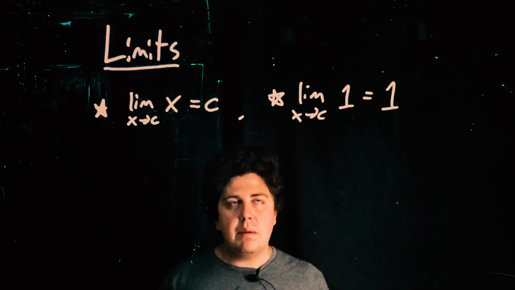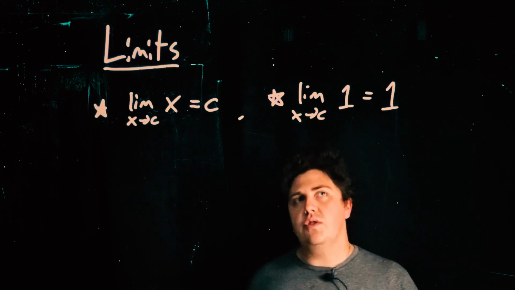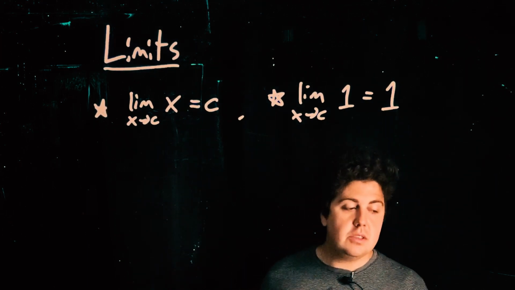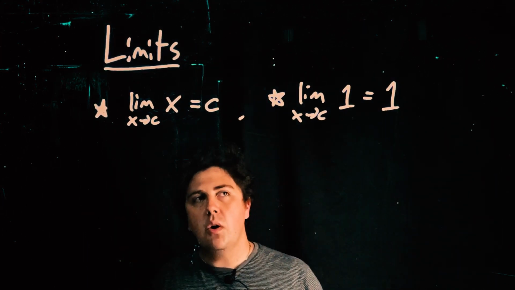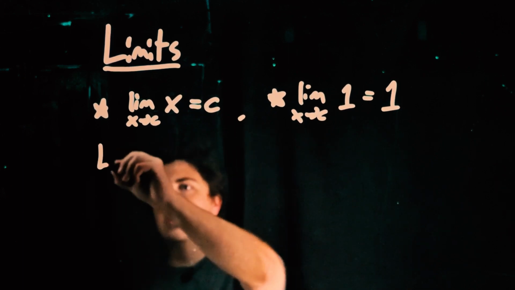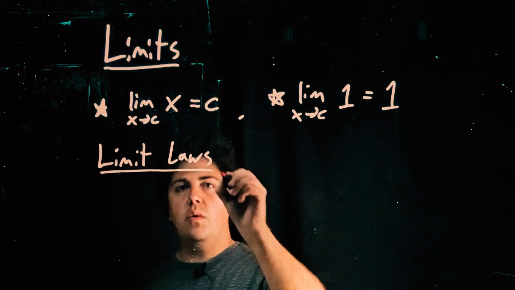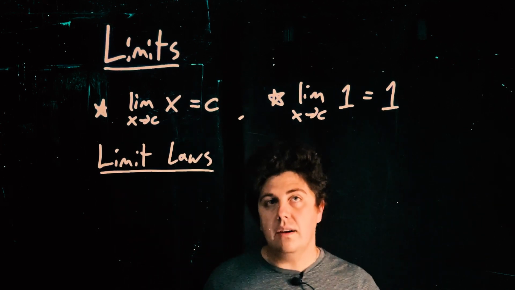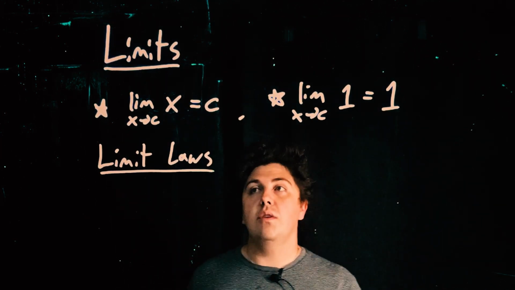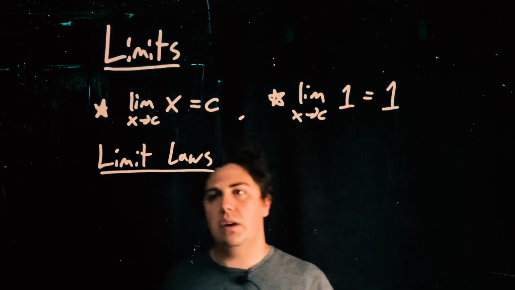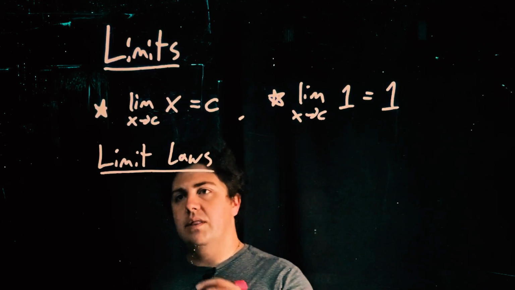The name of the game is we want to try to compute more complicated limits from these. So how are we going to do that? We're going to use the limit laws. This is the idea of taking a limit we know and using it to compute a limit we don't necessarily know. So the limit laws are very simple.